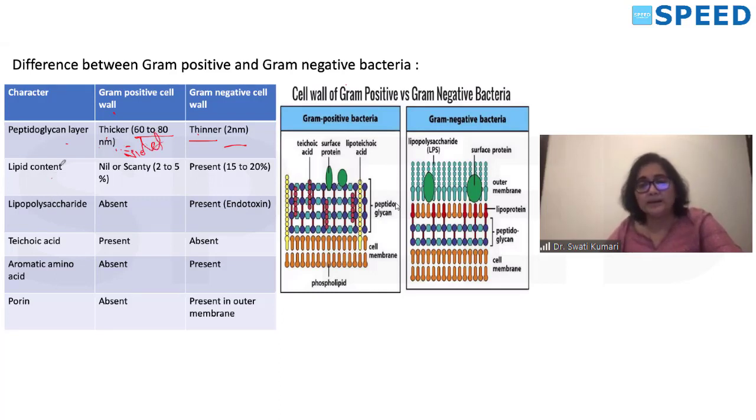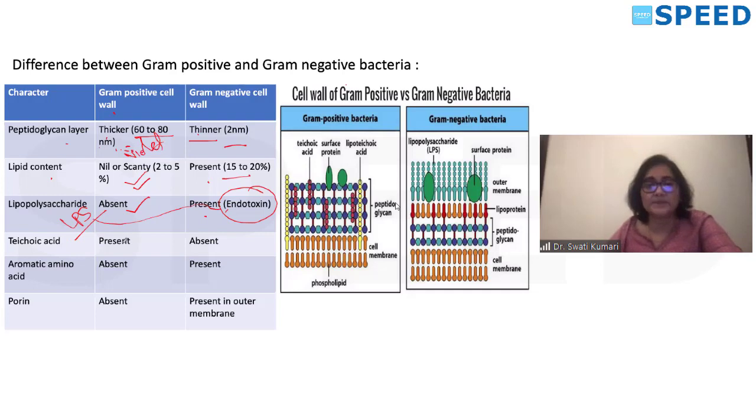Now coming to lipid content. In gram-positive, it's almost negligible or nil lipid content. In gram-negative, you have lipid around 20 to 30%. Lipopolysaccharide, which we say LPS, will be absent in gram-positive and present in gram-negative. The endotoxic property, endotoxin production in gram-negative, is because of this lipopolysaccharide.